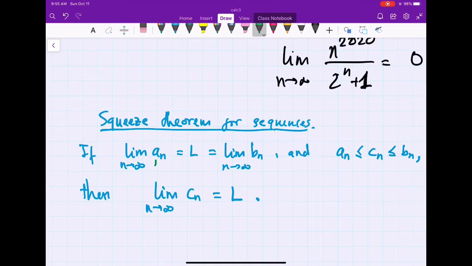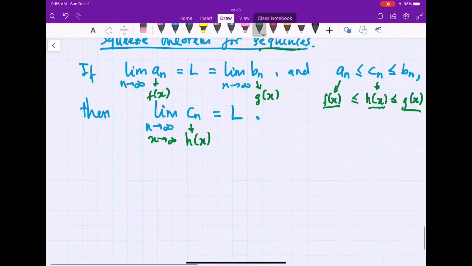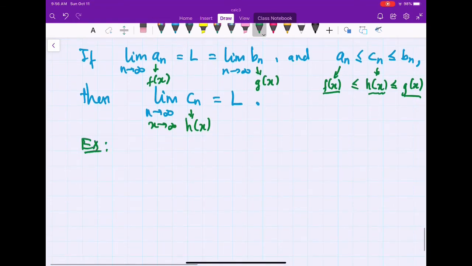You remember, if you have the limit of function f and the limit of function g, and here you have f of x less than or equal to h of x less than or equal to g of x, where h of x is the corresponding function for cn, then by the squeeze theorem for functions, the limit of h of x at infinity is also equal to the limit of f and g at infinity. That's it. It's very simple. Let's consider some examples.